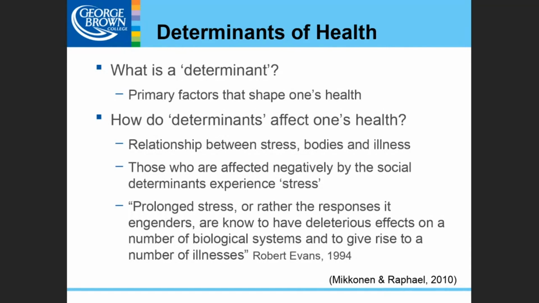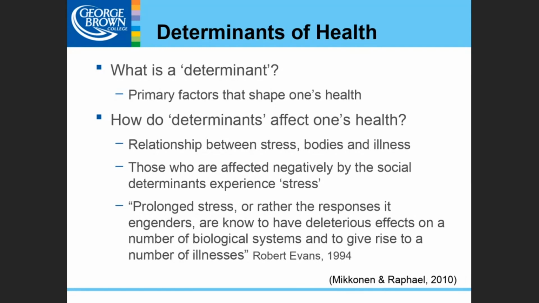So in terms of determinants, what is a determinant? There are lots of different determinants, but it's basically primary factors that help shape our health. So many of you, when we were doing some reflective questions at the beginning of class together, had kind of identified these things as barriers. So things like income, gender, culture, they all help shape our health status, and we call those determinants, okay? And we might be thinking, okay, so great, I understand income, gender, culture, those are determinants, but how do they affect our health, or why are they linked to our health?